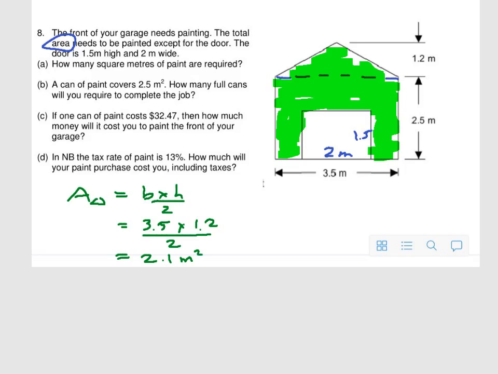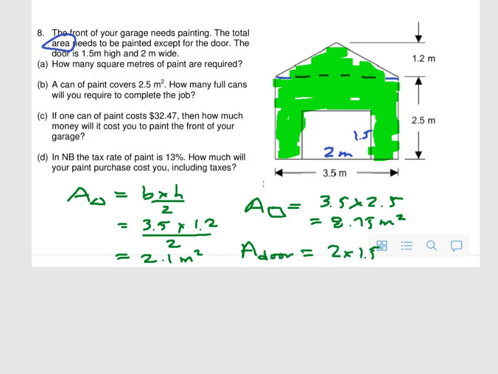Now the area of the rectangle, forgetting the door, would be 3.5 by 2.5. So 3.5 by 2.5 is 8.75. The area of the door, which you're not going to paint, is 2 by 1.5, which works out to be an area of 3.